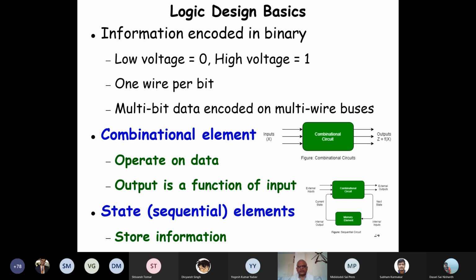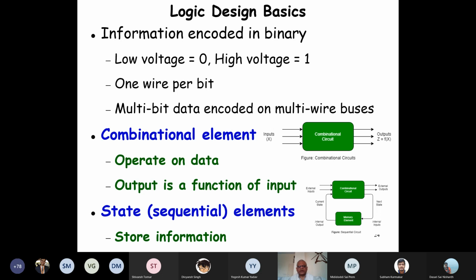But before that, we need to recapture some bit of the logic design. Many of you had courses like digital electronics and so on, and some of you said that you have read up or done courses. Some had compulsory courses, but just to put you on a uniform ground, we'll spend a couple of minutes to refresh the basics. Low voltage is 0, high voltage is 1, and per bit we use 1 wire.